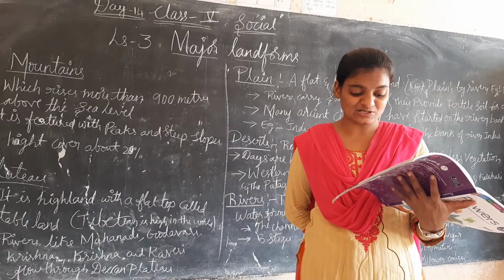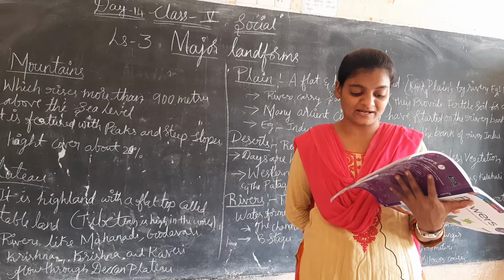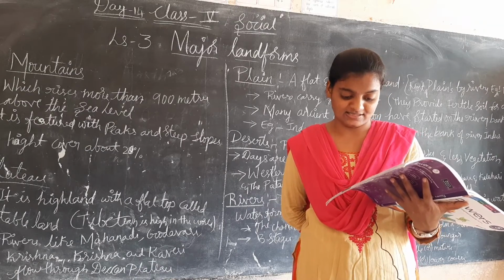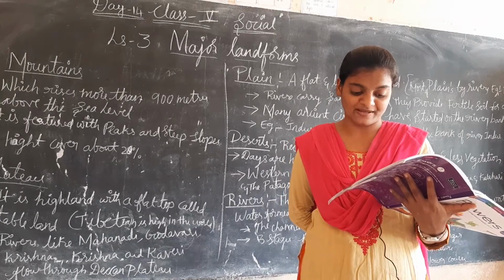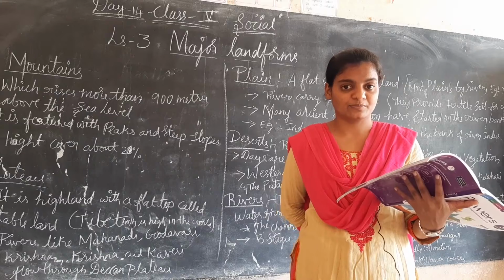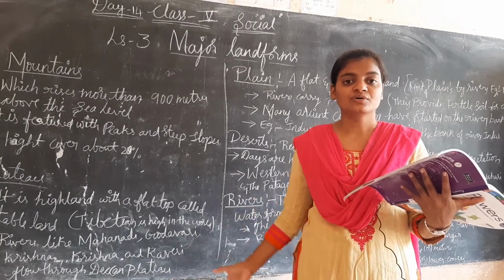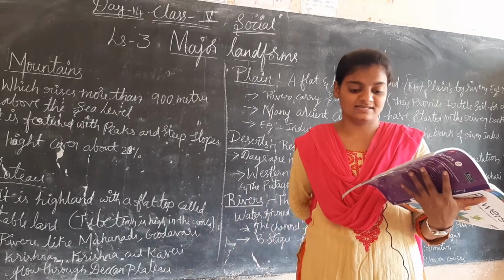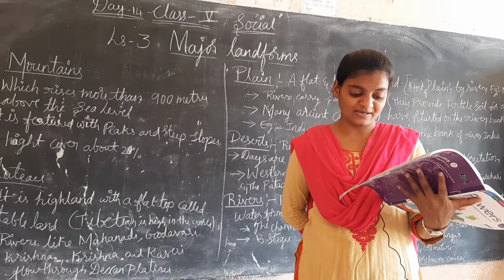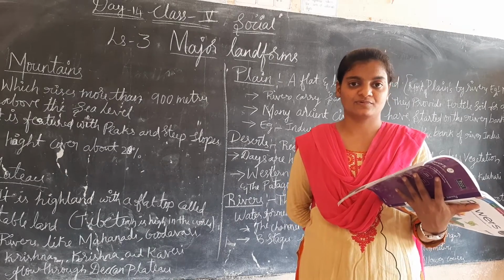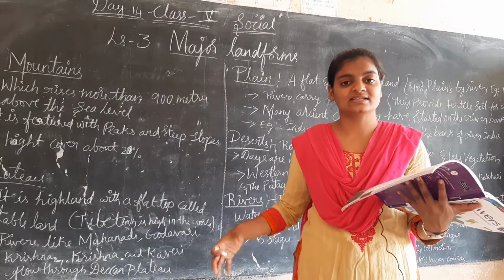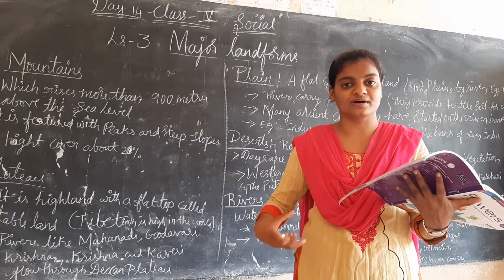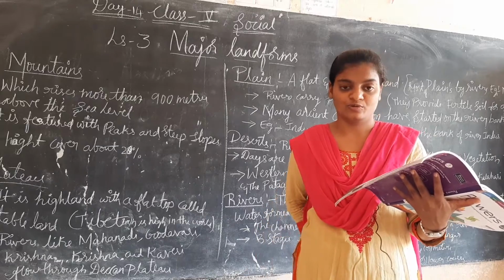Next, the lower or the older course. In its lower course, the river joins a bigger water body such as a sea. It means at last it is going to join the sea. In this course, the speed of the river is very slow. This is the last stage of the river flow, and the speed of the water is very slow.